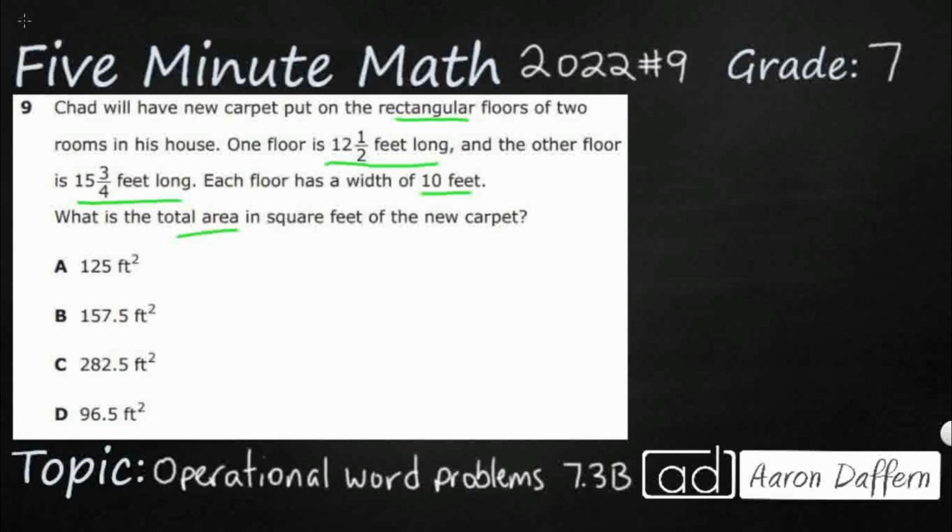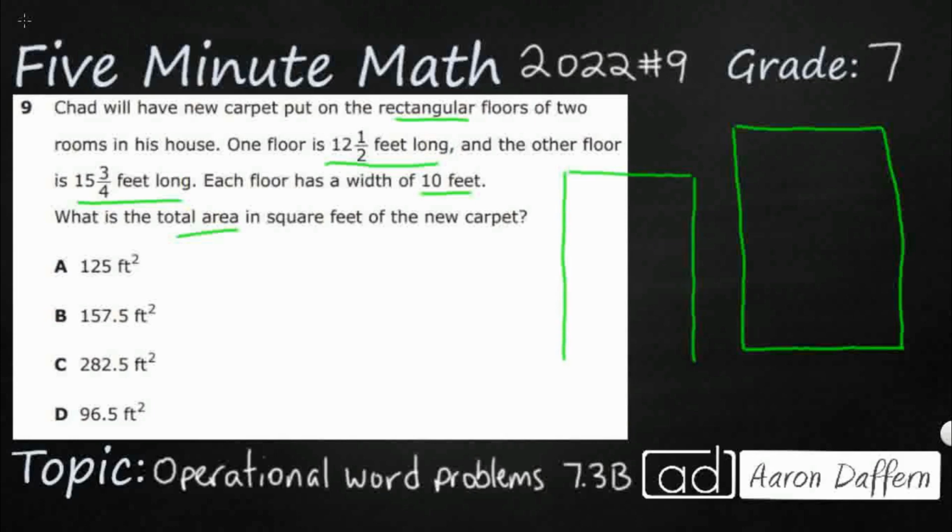So I'm going to draw a picture here. It looks like we've got kind of a longer one here. They're both kind of long, but one is not necessarily as long as the other. It might not be drawn to scale, but let's work with this. So the shorter one is 12.5 feet long. The longer one is 15 3/4. And then I've got a width of 10 for each. So pretend both of those are 10.